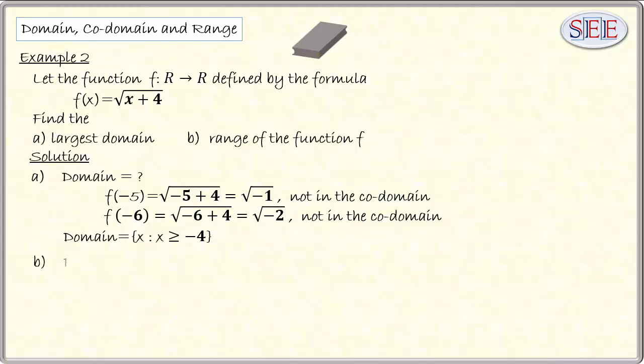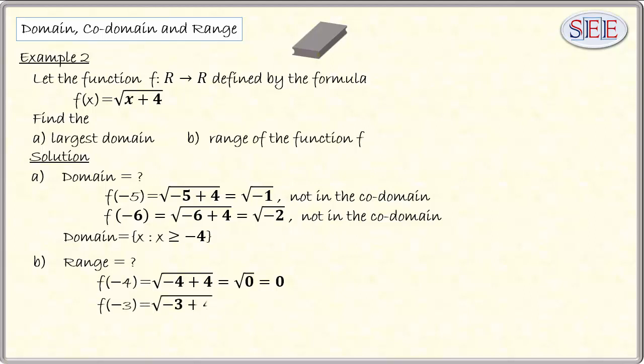I can now move to question B, where we are asked to find the range. Let me test some values that are in the domain. So let me test f of minus 4. I want to get the likely image. So for f of minus 4, I substitute x by minus 4 in the given formula. So I am going to have the square root of minus 4 plus 4. That minus 4 plus 4 gives me 0, so I have the square root of 0, and the square root of 0 equals 0.